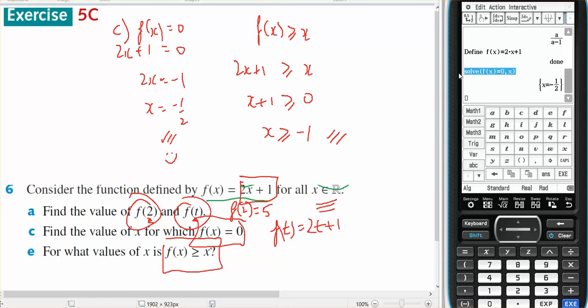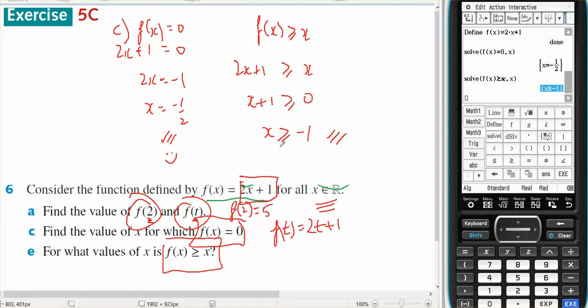And if I want to solve this for f of x bigger than or equal to x, and press XE, it gives me the same answer that I had here.